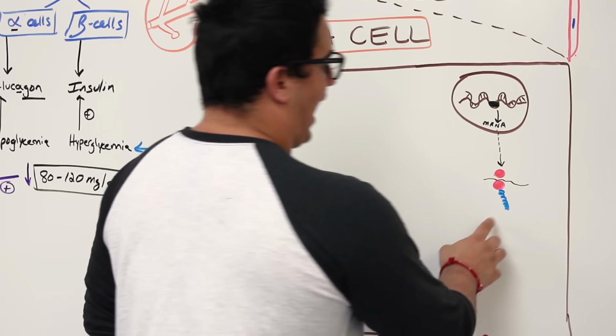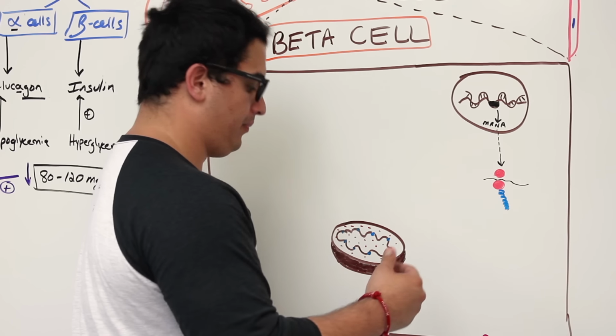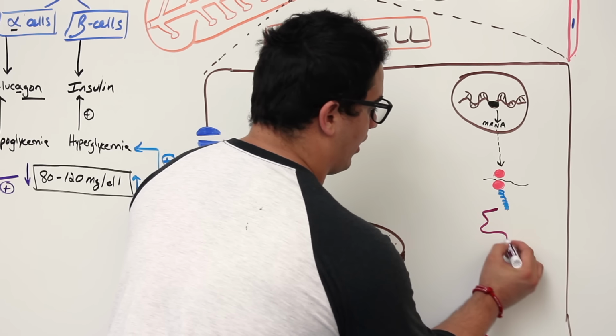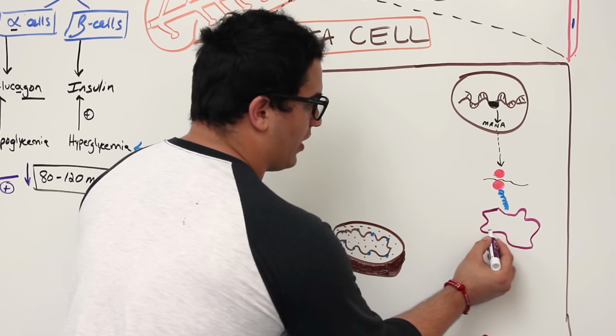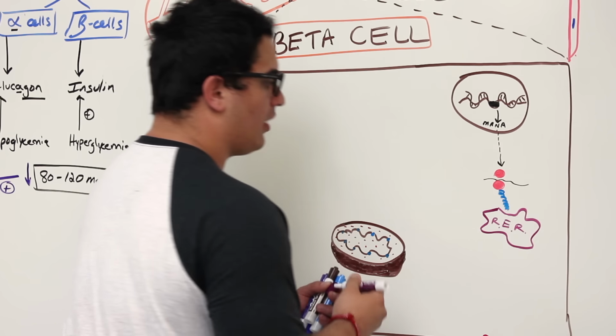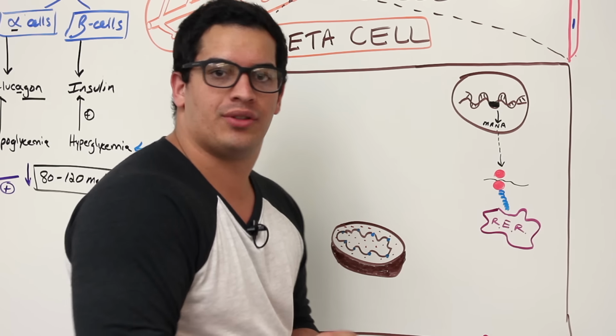Now, generally what has to happen is it has to go to the rough ER. So let's say I just draw a generic rough ER here. So it has to go to, what is this structure here? Called the rough endoplasmic reticulum. And it'll undergo certain types of modifications.